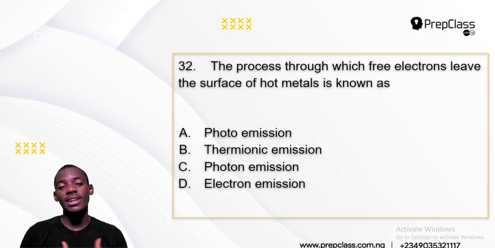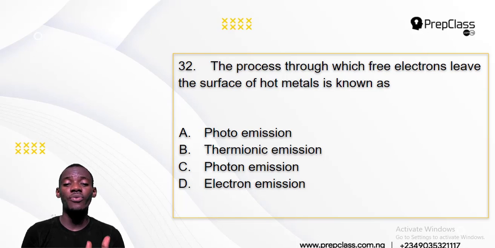Let's check out number 32. The process through which free electrons leave the surface of hot metal is known as what? This is the definition of, is it photo emission, harmonic emission, photon emission? There is nothing called photon emission, electron emission. Now which one do you think?